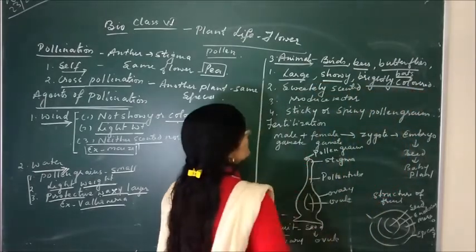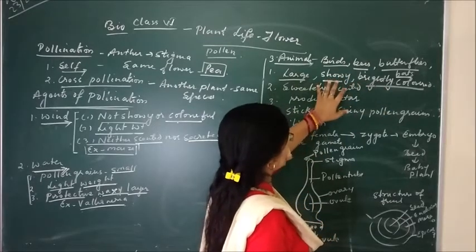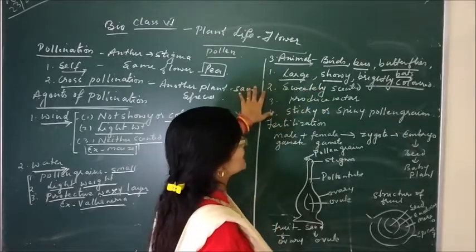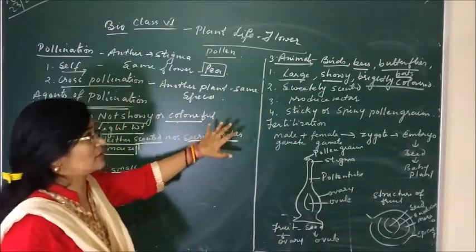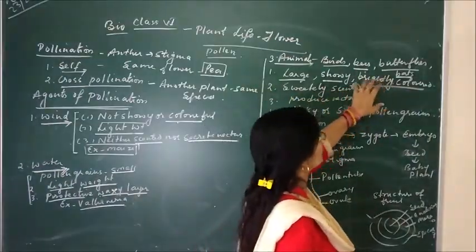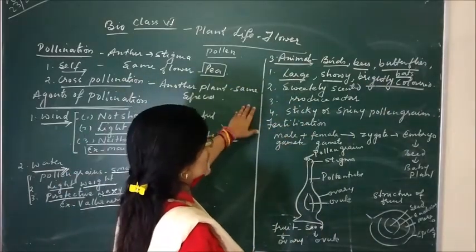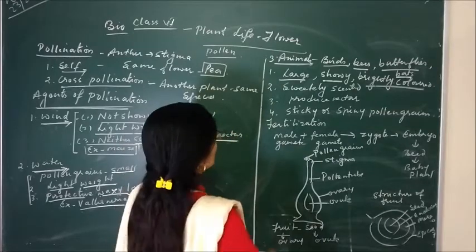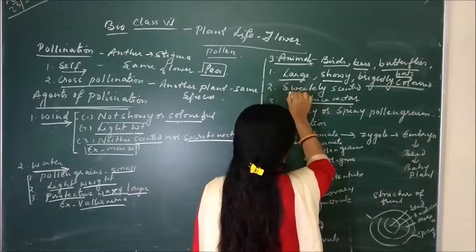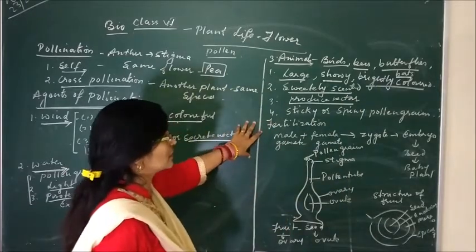Why should they be showy and brightly colored? Only if they are brightly colored, showy and scented can they attract insects. We all know that bees sit on the flower and suck the nectar. If the flower is scented and brightly colored, then only the bees can sit on it, suck the nectar, and transmit the pollen grains from one flower to another. So they should secrete nectar also. They should be scented also, and the flower should be brightly colored.